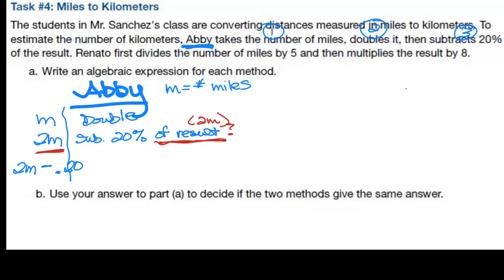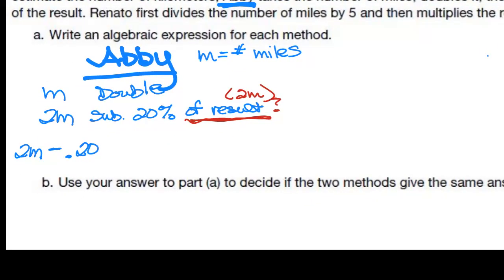The result. What did we say the result was? 2M. So it's 2M minus 0.20 times 2M. Oh, drat. Times 2M again. So you have to take a percentage of something. Remember we talked about it a little bit yesterday, that's your discount from the original price.